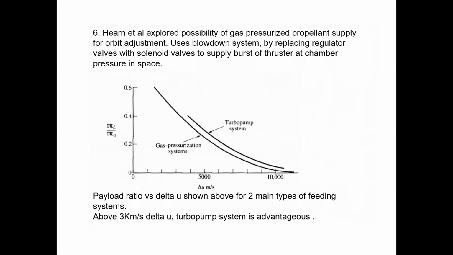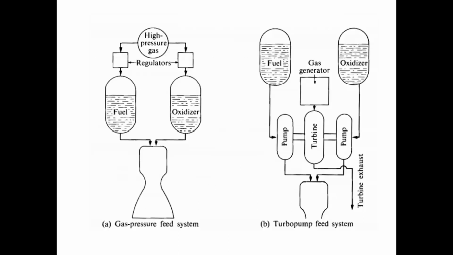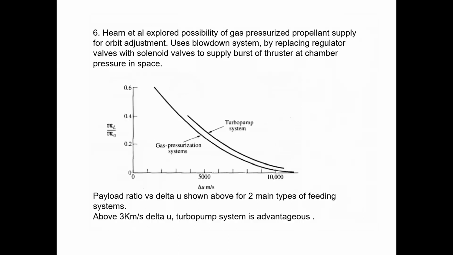So few people have worked on the possibility of this, especially for gas pressure fed systems. As you can see in the previous slide, they're using regulators. Some scientists have proposed the idea of using solenoid valves instead of using a regulator. With solenoid valves, you can basically produce thrust at the chamber pressure in space. So you can use this kind of system very easily in space.